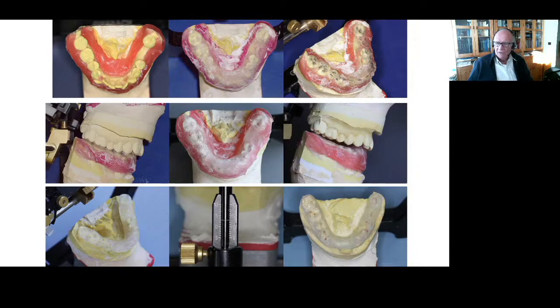The thickness is generally the same thickness that you use for the record of centric relation. So approximately 1 millimeter on the posterior part.